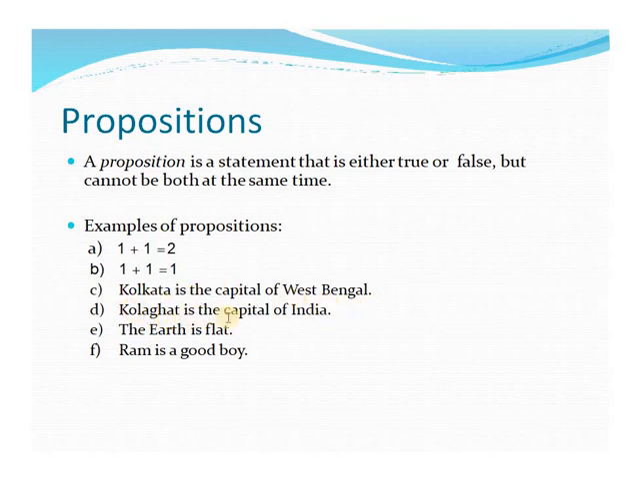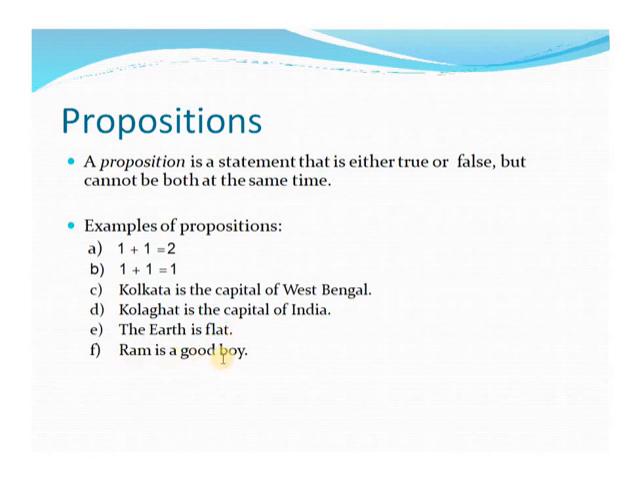Fourth one, Kolaghat is the capital of India. So this is a statement, and does it have a truth value? The answer is yes. Either Kolaghat will be the capital of India or Kolaghat will not be the capital of India, right? But it is not possible that Kolaghat will be both the capital of India and not the capital of India at the same time. So this is a proposition, and of course it has a definite truth value, and the truth value is false. Fifth one, the earth is flat. So this is a proposition with a definite truth value of false.